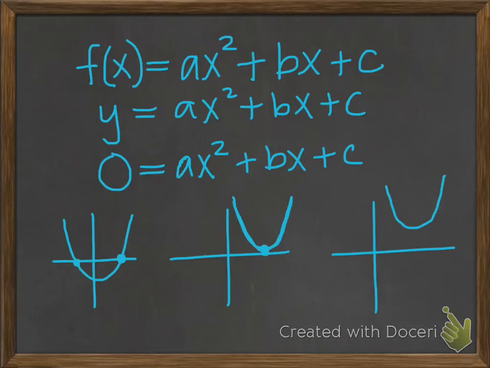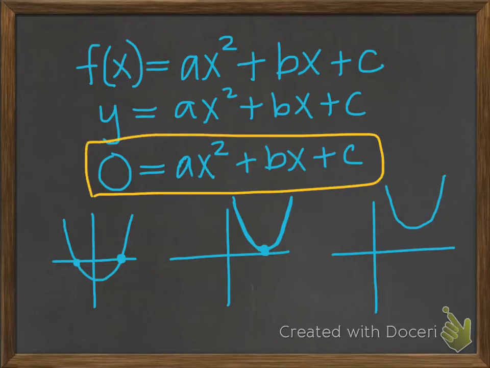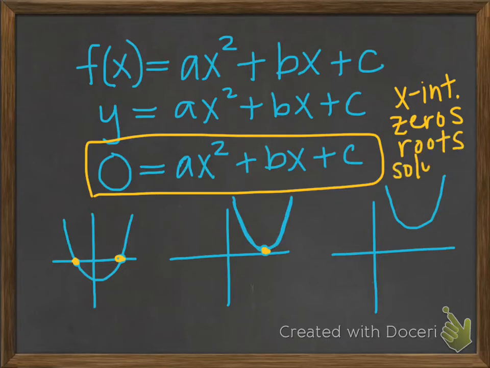If I was to solve this equation right here for the value of x, that's going to give me the values of these x-intercepts. I want you to also remember that x-intercepts are also known as some other words as well. X-intercepts, we also call these the zeros. We also call these the roots. And we also call these the solutions. And you've got to know that these 4 terms are interchangeable. Those are where your graph crosses the x-axis.